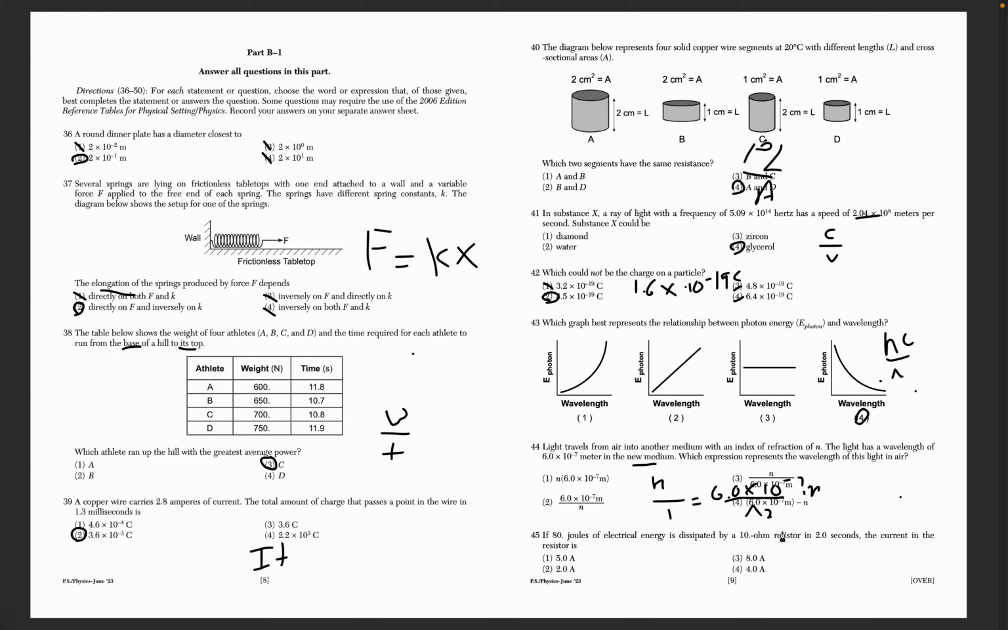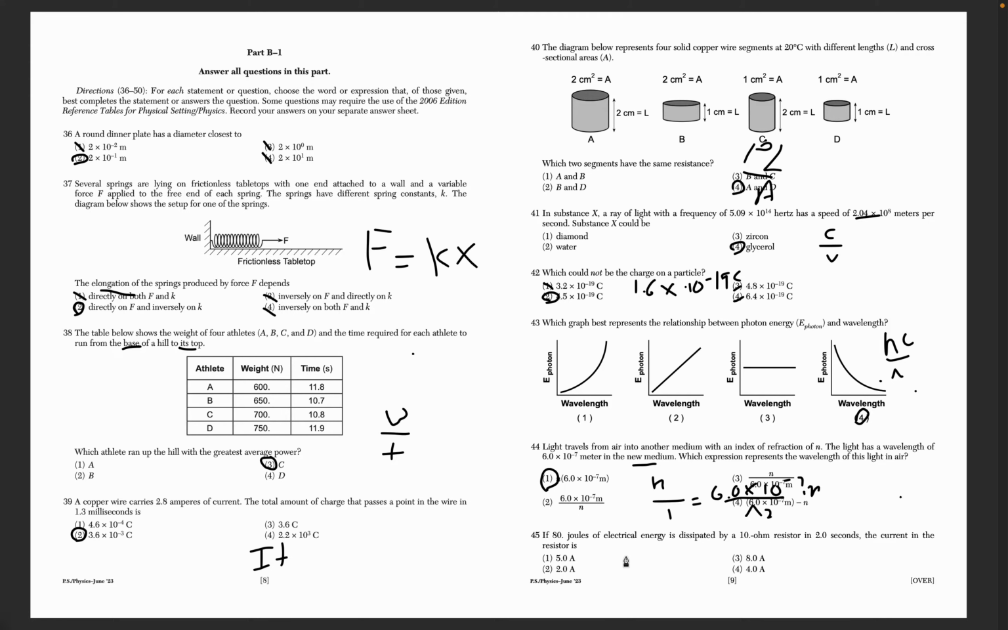Light travels from air into another medium, n2 over n1, so n over 1 is n, and then the light has that wavelength in the new medium. What is the wavelength of light in air? I believe it's just this. You just cross multiply, that's it. Choice 1. I believe it's choice 1.